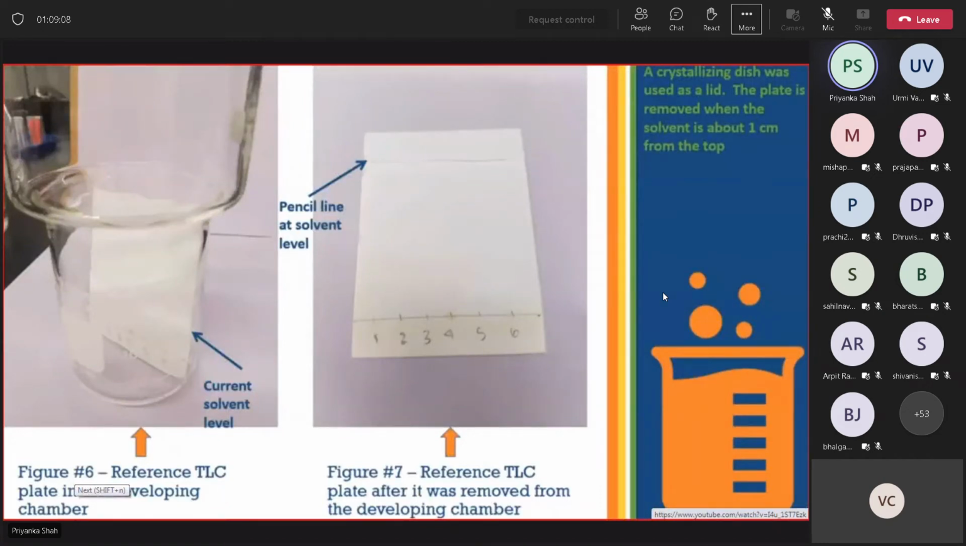Figure 7 shows the plate after it was removed. After it was removed, a pencil was used to draw the line where the solvent reached, and then the solvent was allowed to evaporate.